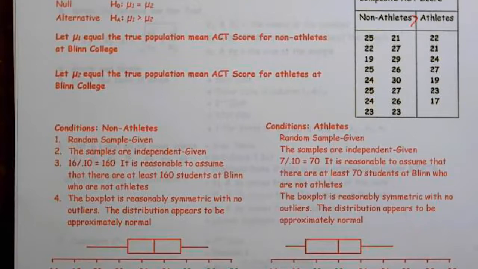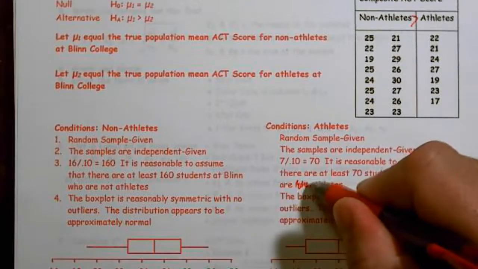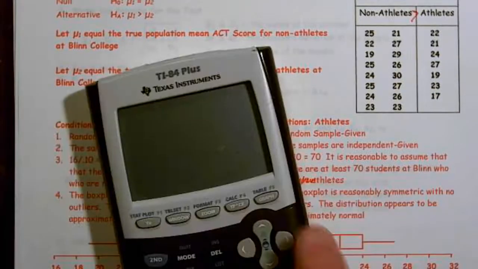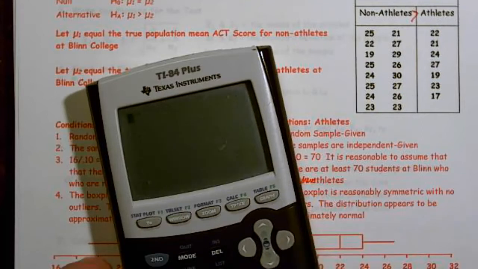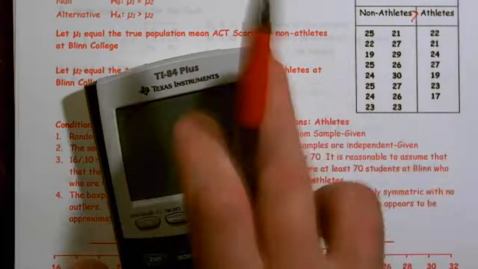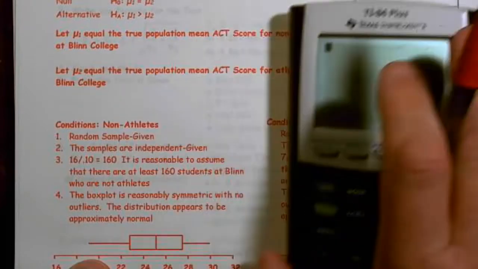Who are athletes? There are more than 70 athletes at Blend. All right, and again, we need to check the box plot. Why did we need to check the box plot? Well, we need our normality condition, and our sample sizes were not 30 or larger. If they had been 30 or larger, we'd be good to go, but they're not.